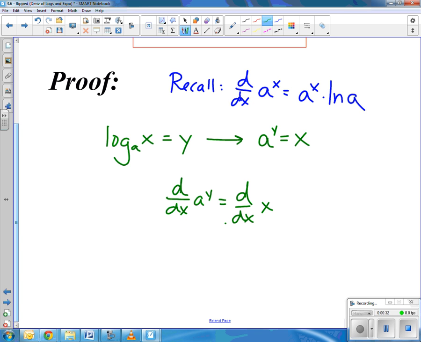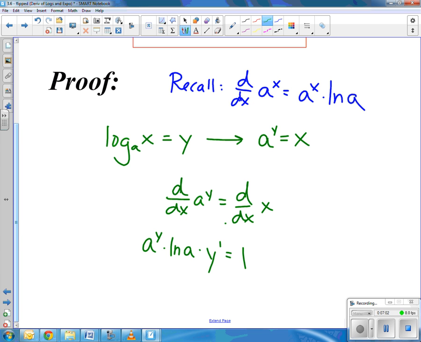Okay, so for the derivative of a to the y, I go back up to my exponential derivative, and I see it's going to be a to the y power times the natural log of a. But remember, this is implicit, so I have to multiply by the derivative, y prime. That comes from the chain rule, since my exponent is not an x, it's something else. On the right side, the derivative of x is just 1.